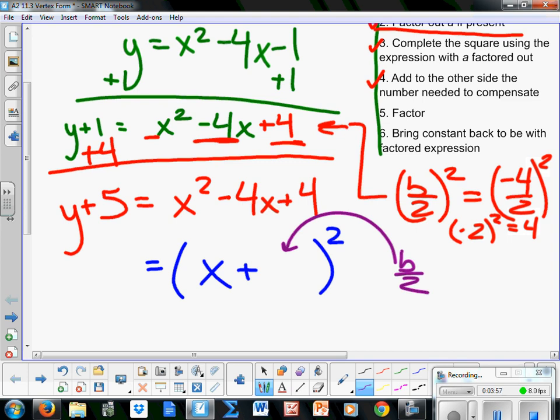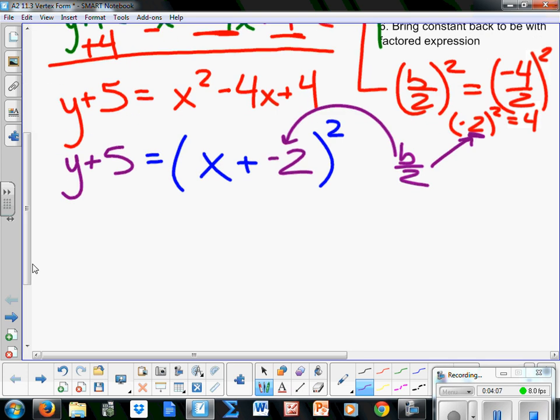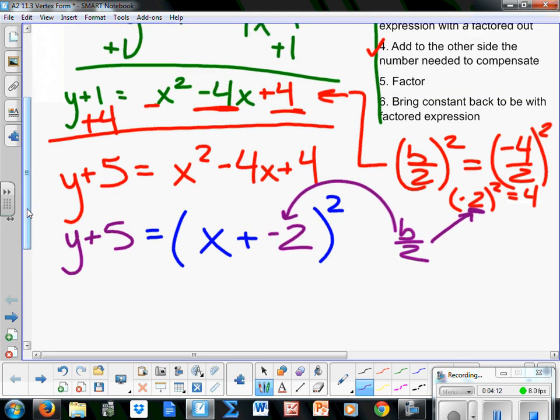So in this case, our b over 2 was here, our negative 2. So we're having x plus negative 2 squared on that side when we factor. And that is equal to y plus 5 still. So we have that all covered. Let's just check. We got that step 5 done.